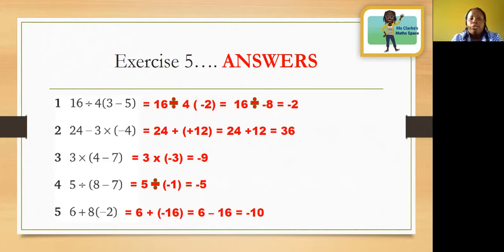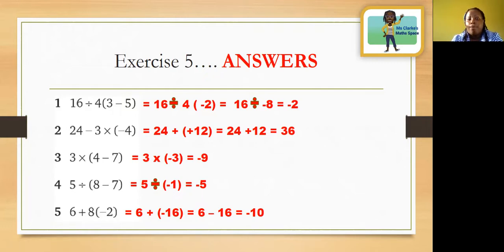Moving on to question 3, we have 3 multiplied by something in the brackets. We need to simplify the brackets first. We have 4 take away 7, which is negative 3. So this becomes negative 3, and then you're going to have 3 multiplied by negative 3. A positive by a negative is a negative, so that's how we get negative 9 as your resulting answer.